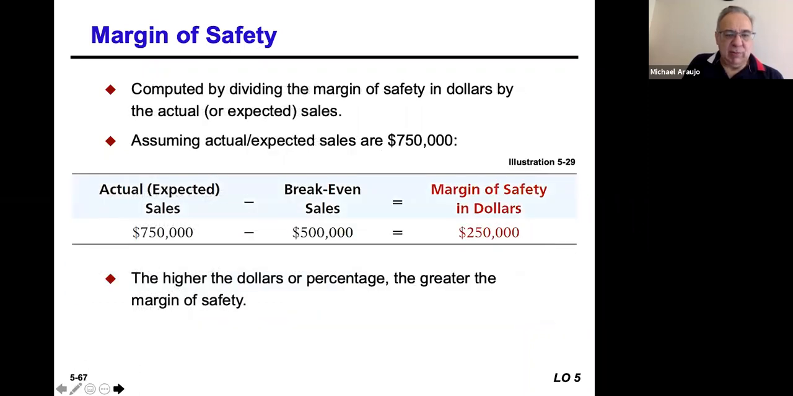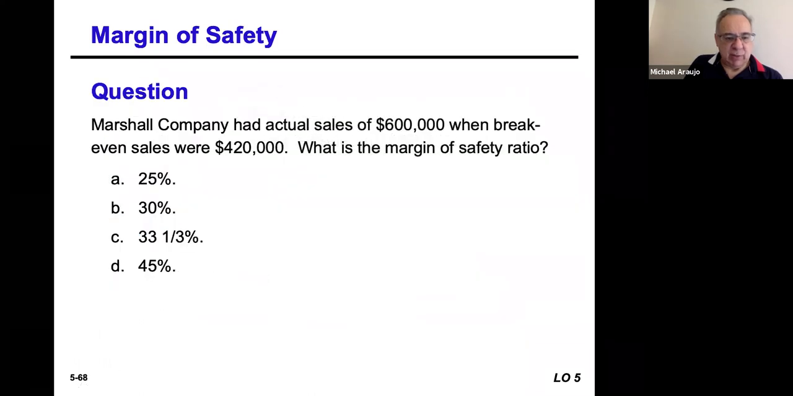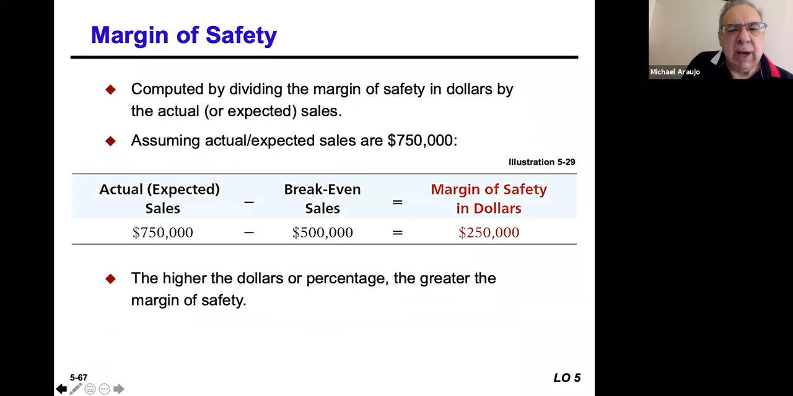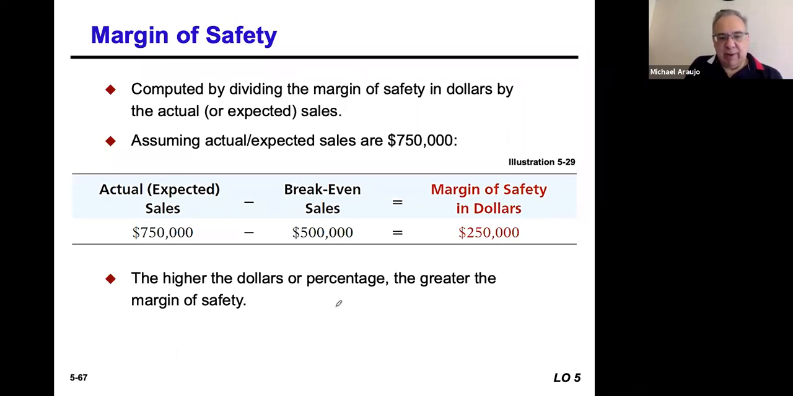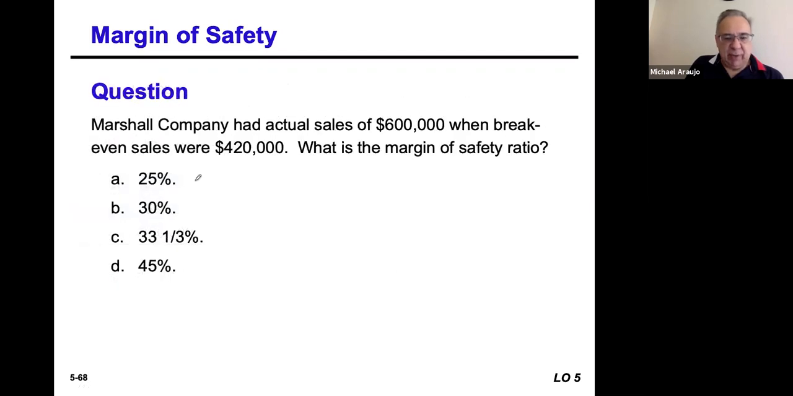In terms of percentage, again, we're assuming a few things. But if we create percentages, we can also calculate this in percentage as well. It's computed by dividing the margin of safety by the actual sales. So you can actually do this by percentage as well. It's a simple type of thing.